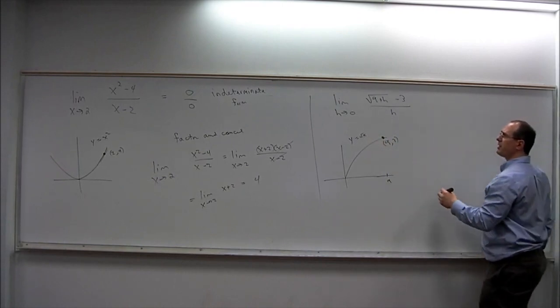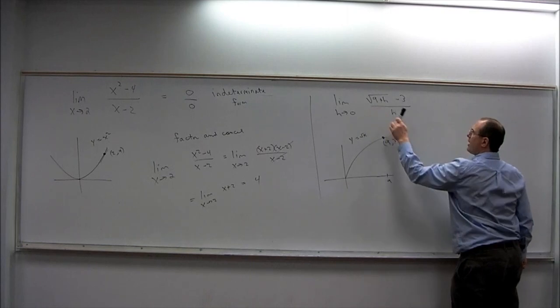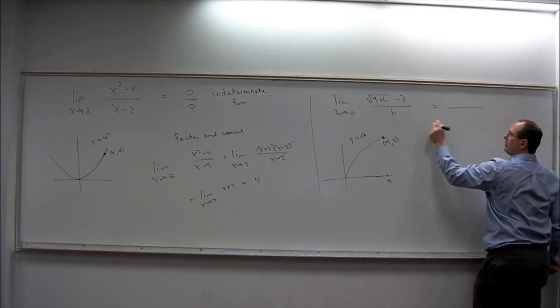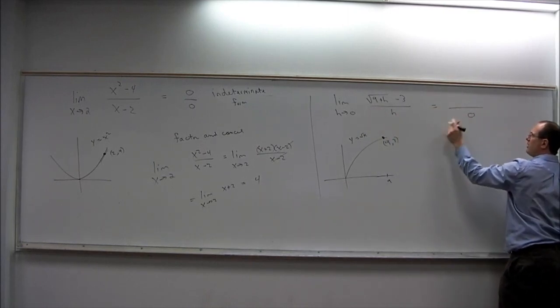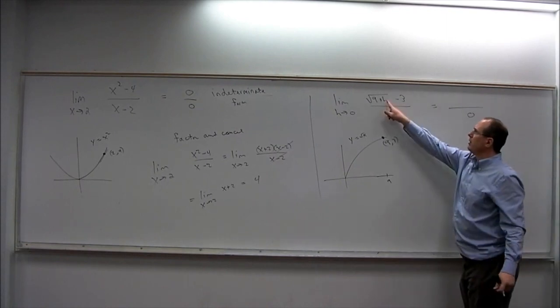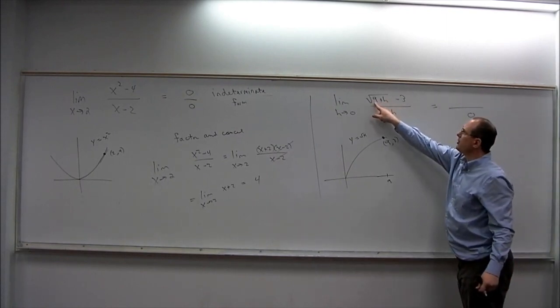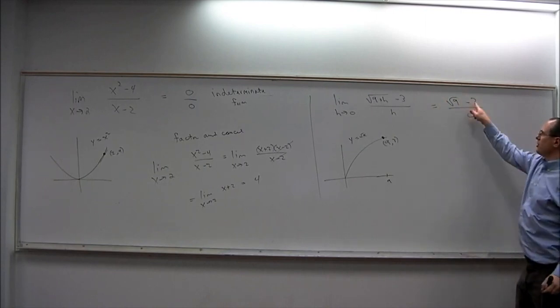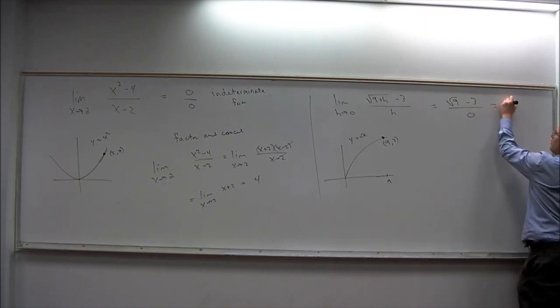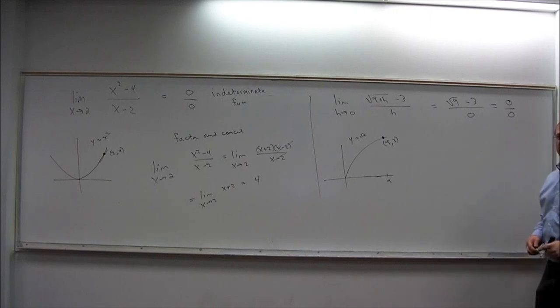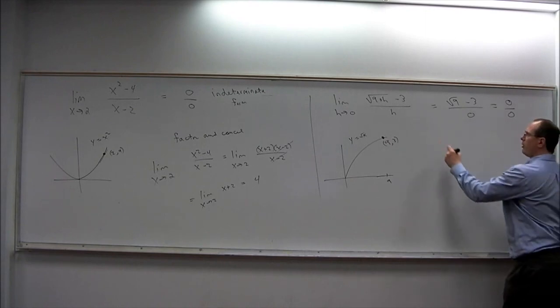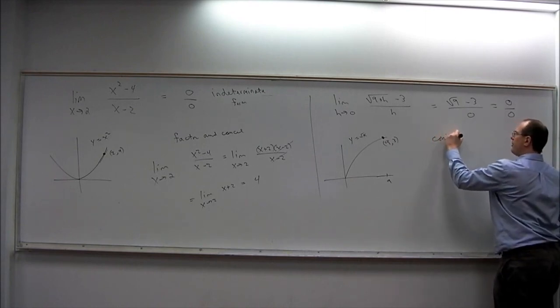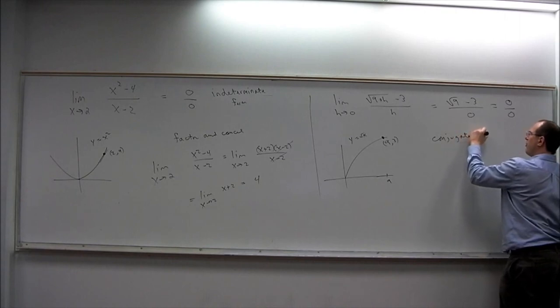And just as in the previous case, if we try to plug in the value 0, then in the denominator we obviously get 0. And in the numerator, if you let h equal 0, you get the square root of 9 minus 3. Well, that's also 0. So we get the 0 over 0 indeterminate form. In this case, to resolve the matter, we're going to want to rely on something called the conjugate radical.